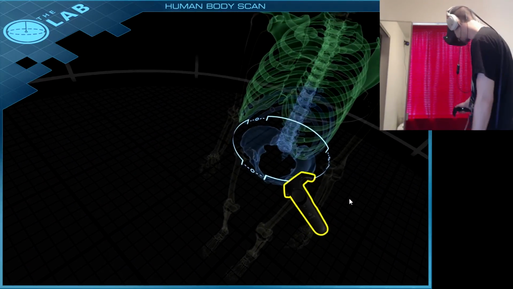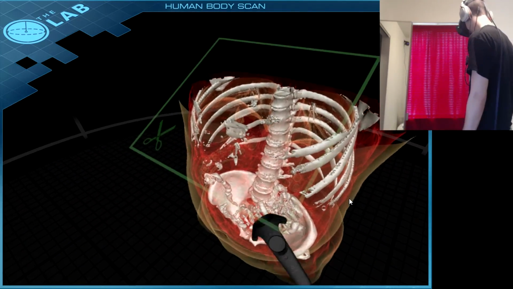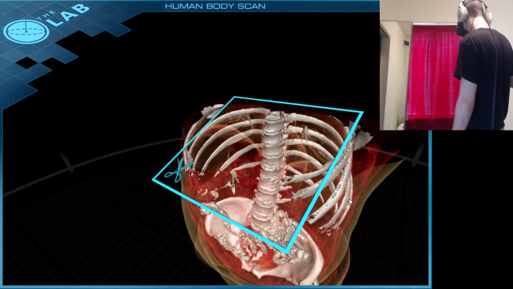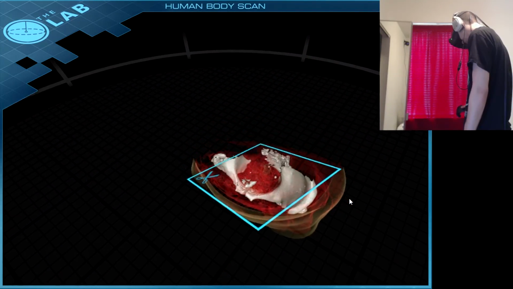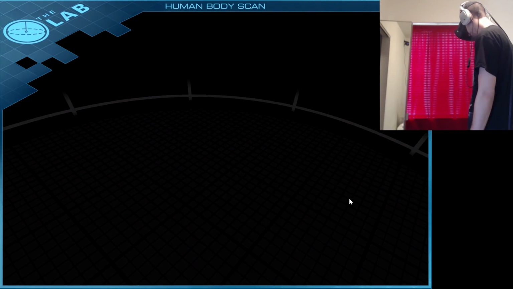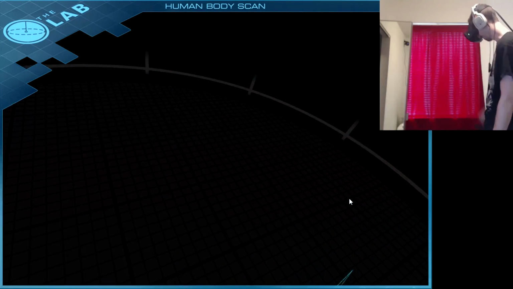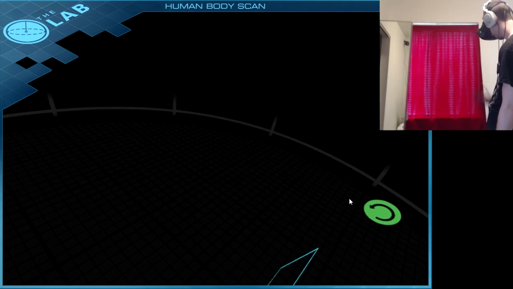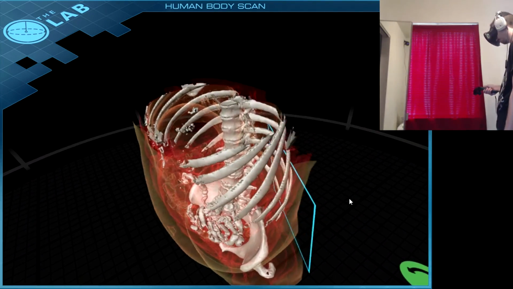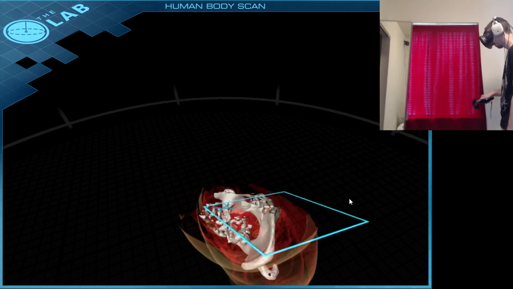Alright. So now we got it. The hip bone's connected to the vertebrae. The vertebrae's connected to the rib bone. It was here, now it's not. Oh, that's the wrong way. It was here, now it's not. Here, no. Here, no. Here, no. Oh, you can do it this way too. That's so awesome.